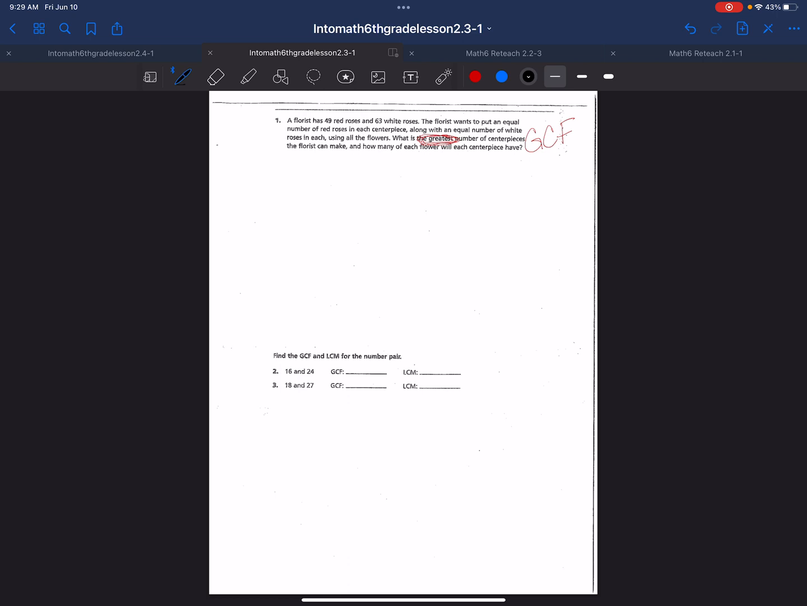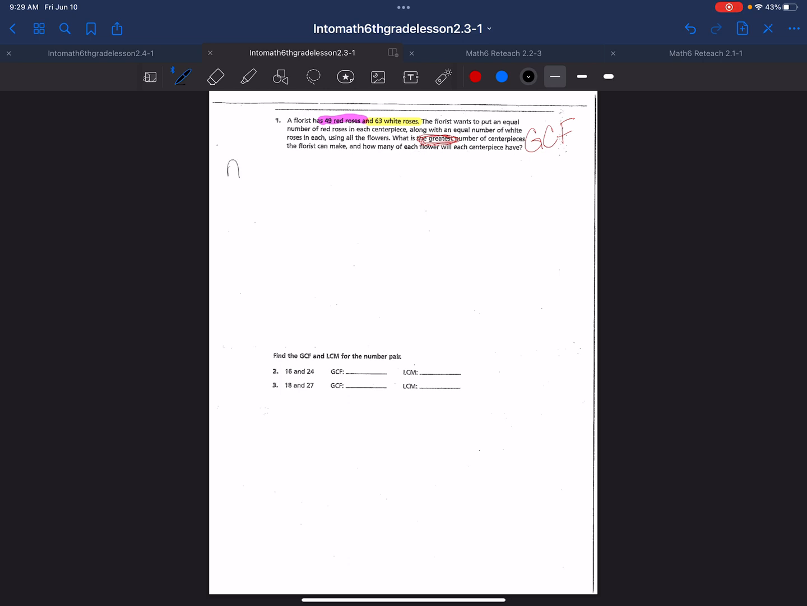And we know that we're comparing then red roses and white roses. Those are the two things. So we have white roses here, and we have 49 red roses here. Okay. Those are the quantities we're working with.